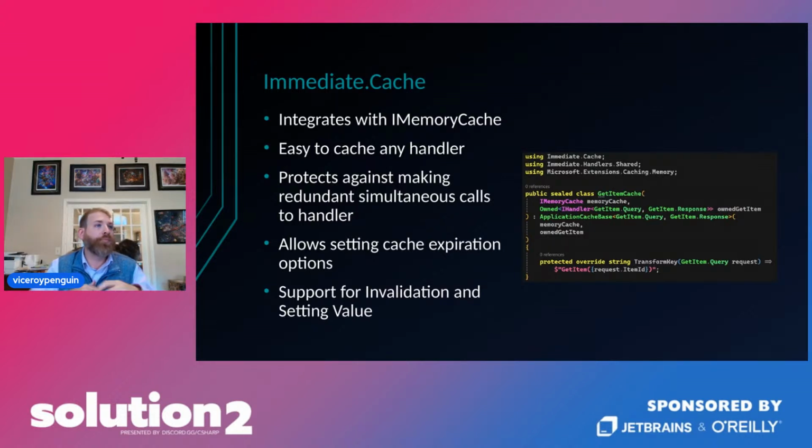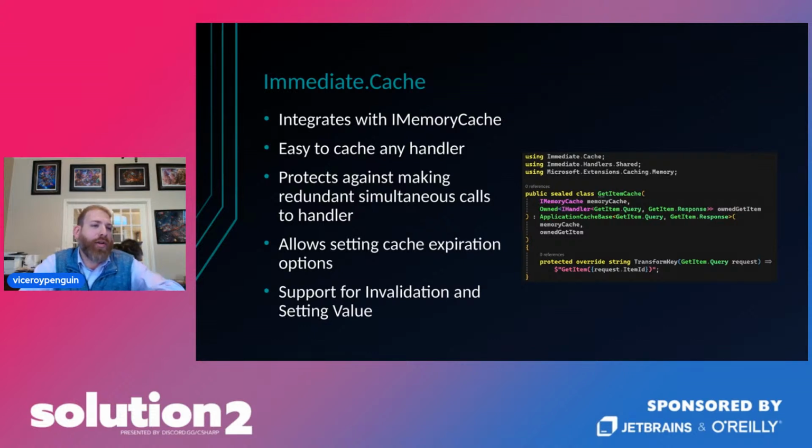And this is separated by request. So a request for 1 versus a request for 2 will still be allowed to run. But if you have 3 requests for 1, they will all be streamlined to a single handler call, and all get answered at the same time. And we do support invalidation and setting values if you need to.